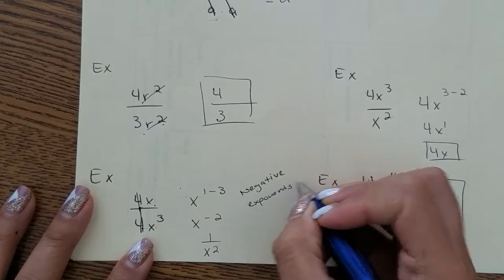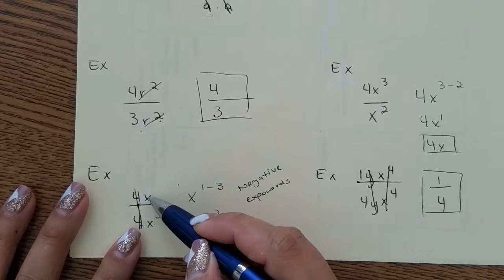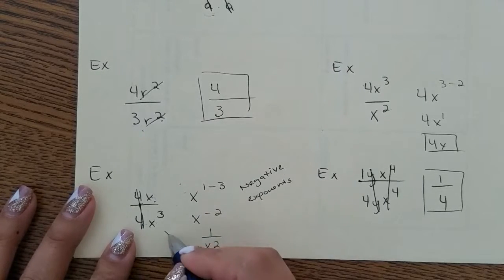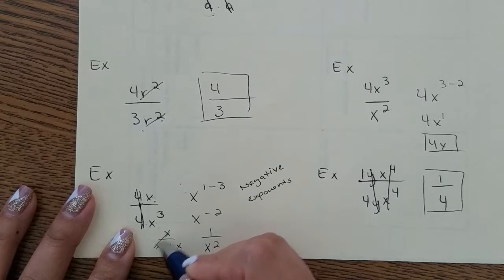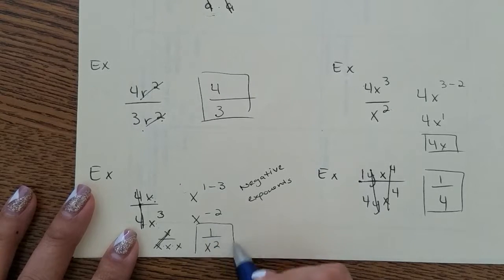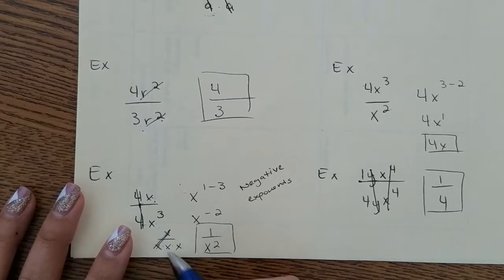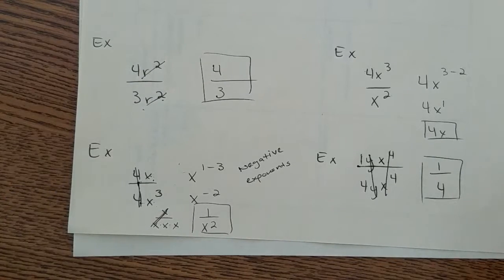If you haven't, then you would know that you would have 1 on top and 3 on the bottom, so it looks like this: x over x times x times x. Okay, x divided by x is 1, and you're left with 1 on the top and then 2 x's on the bottom, so x squared. Okay, this is why this helps, so that you can kind of visualize where your leftover variables are.